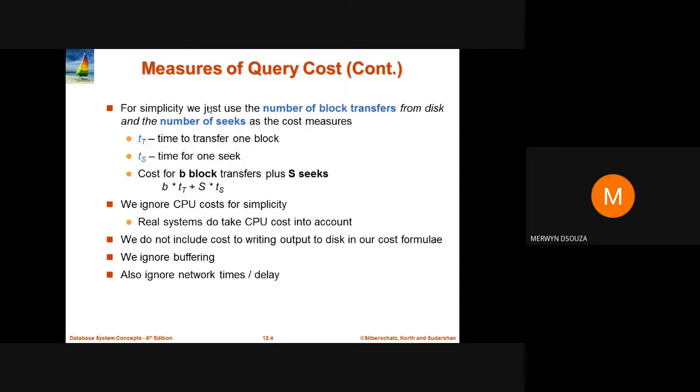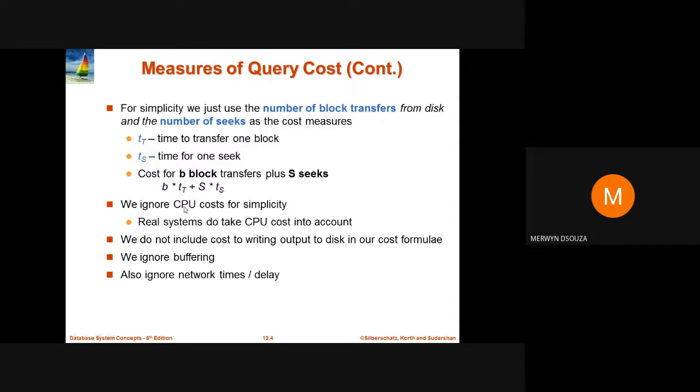For simplicity, we just use the number of block transfers from the disk and the number of seeks as the cost measures. TT is the time to transfer one block, and TS is the time for one seek. So if you want to compute the cost for B block transfers plus S seeks, then the formula will be B into TT, where B is the number of block transfers and TT is the time to transfer one block, plus S, which is the number of seeks, into TS, which is the time for one seek.